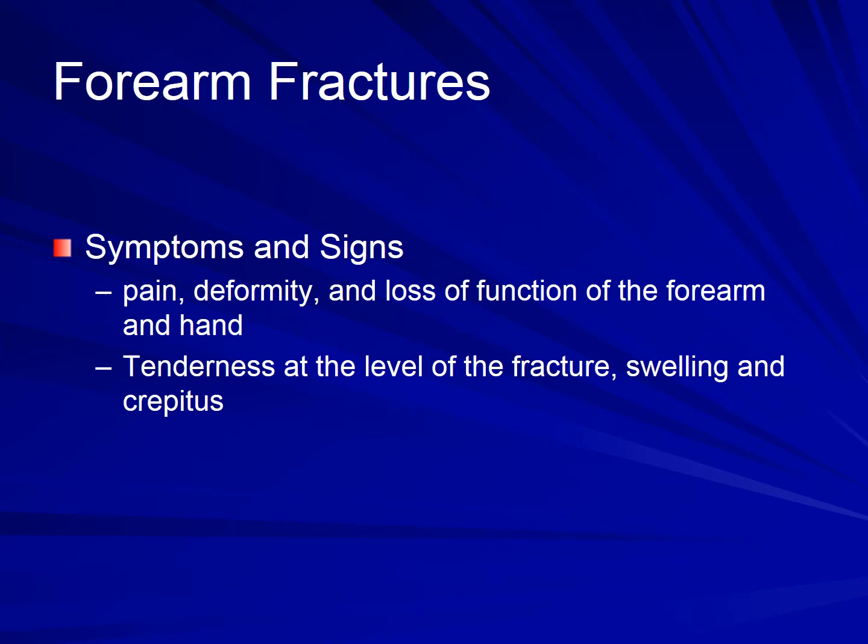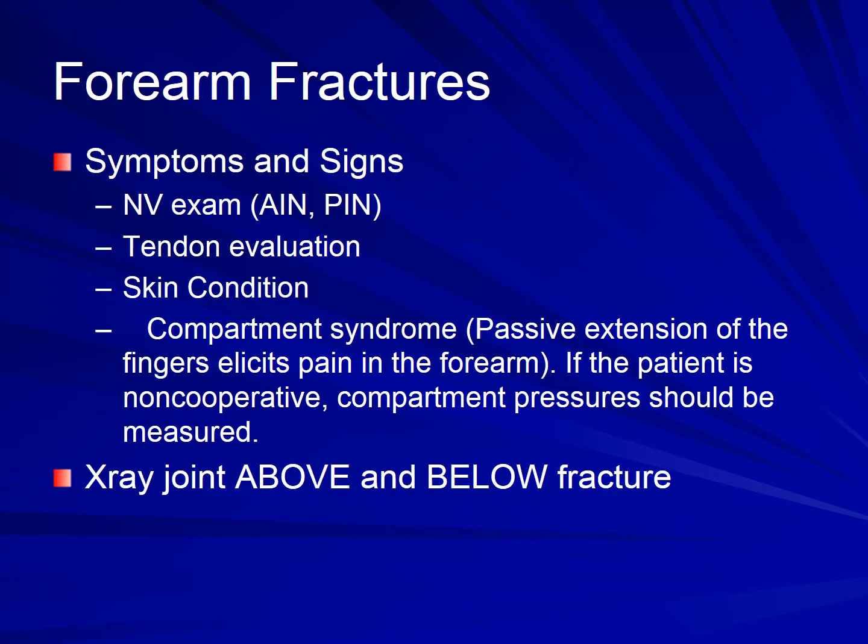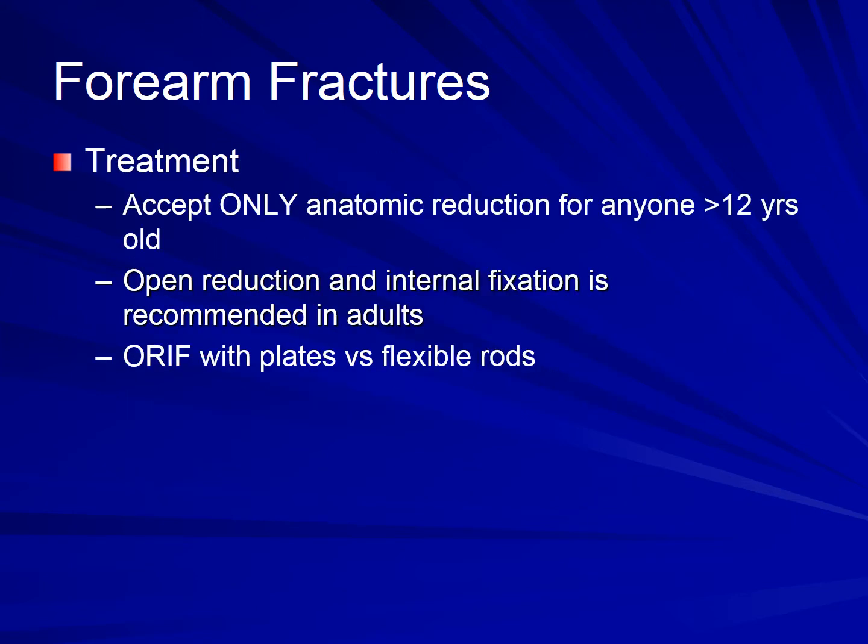Symptoms and signs of the forearm fractures include pain, deformity, loss of the function of the forearm and hand, tenderness at the level of the fracture, swelling, and crepitation. As regards signs, they include also neurovascular assessment, especially for the anterior and posterior interosseous nerves, tendon evaluation, skin condition, and compartment syndrome. Radiological evaluation includes X-ray of the whole of the forearm extending from the elbow to the wrist, so from the joint above to the joint below.